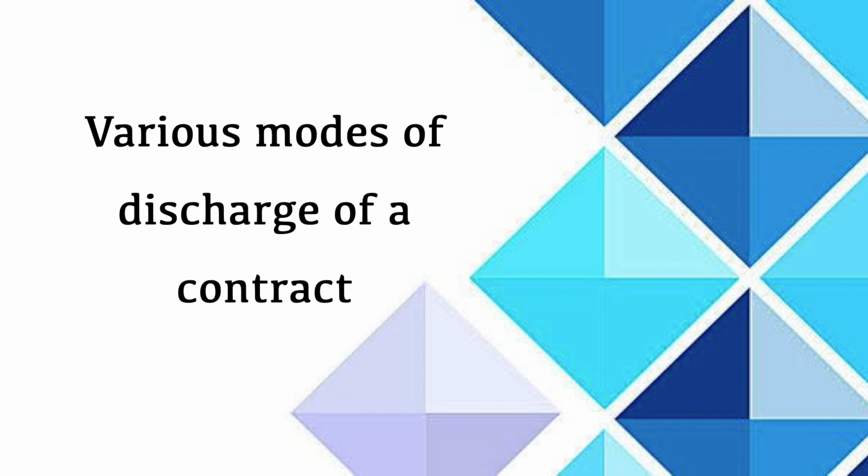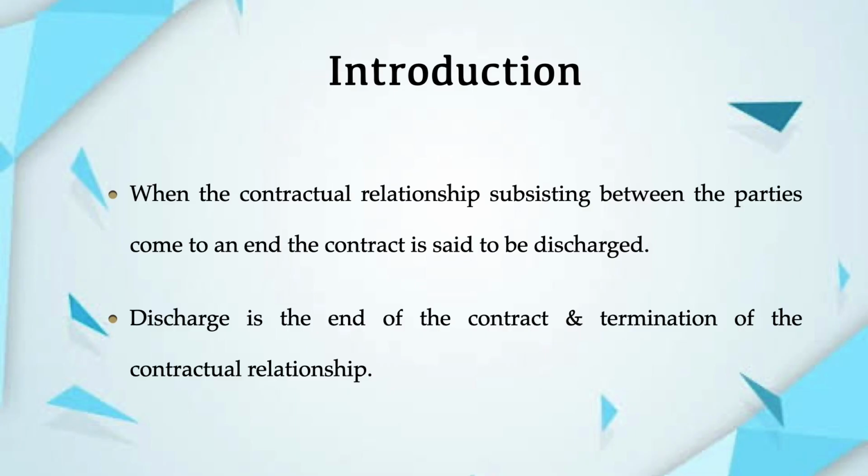So how does a contract complete, or how is a contract discharged in the eyes of law? When a contractual relationship subsisting between the parties comes to an end, the contract is said to be discharged. When two parties have entered into an agreement, either to buy, sell, or whatever the object of the agreement is, if they have fulfilled it, completed it, then the contract is said to be discharged. Discharge is the end of the contract and termination of contractual relationship. So it not only ends the contract but also terminates the contractual relationship.